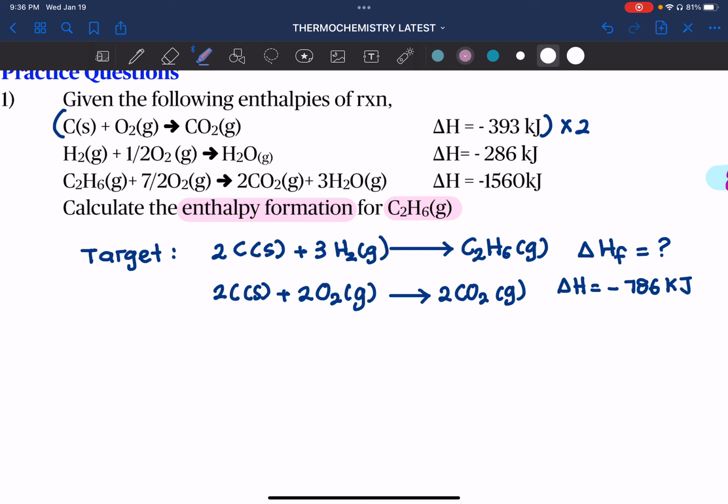Okay, settle the first one. Okay, next kita punya target adalah 3H2. Okay, 3H2. So 3H2 kita boleh dapat dekat equation ke-2. So kita kena darab dengan 3 lah supaya kita dapat 3H2. So we salin balik 3H2 plus 3 darab 1/2, you akan dapat 3/2 O2.